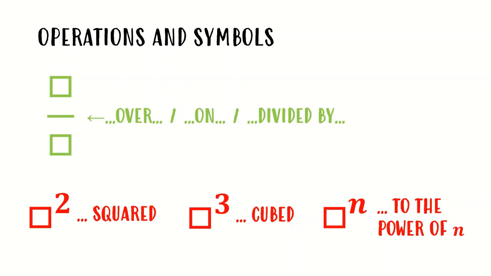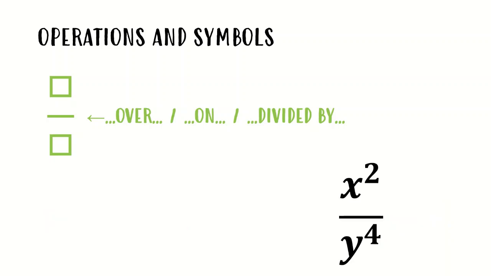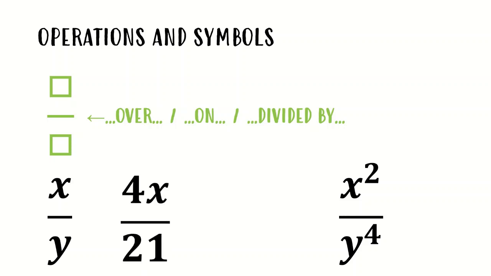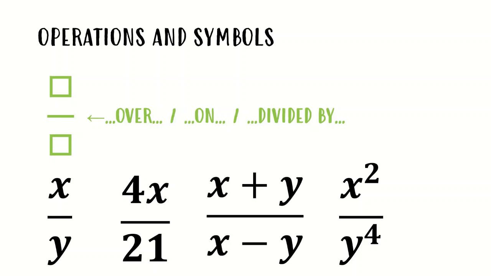So let's look at some examples of fractions. X squared over y to the power of 4. Yeah, because 2, we say squared. Anything 4 and above, we say to the power of. What about this one? X on y. X over y, x divided by y. 4x over 21. X plus y over x minus y.